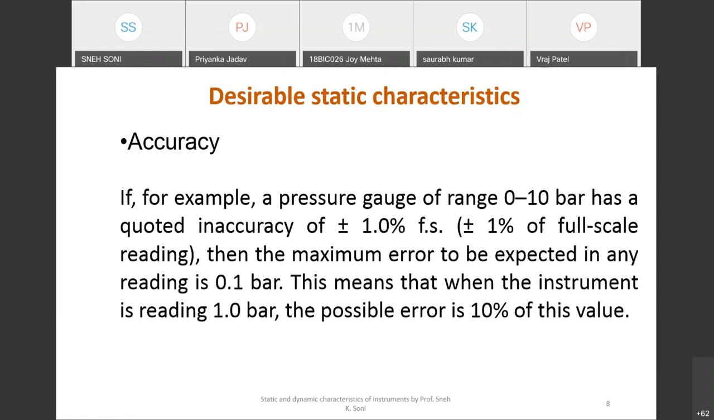All of you are understanding this example, please write in the chat box. Good. So now we can move ahead.